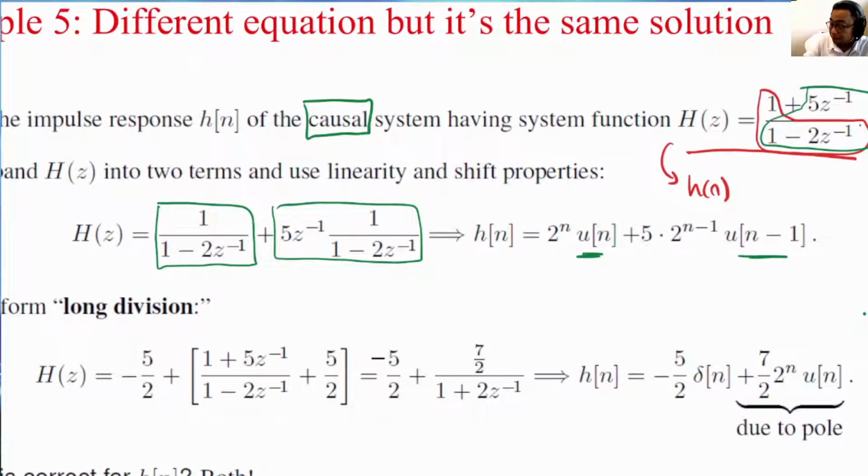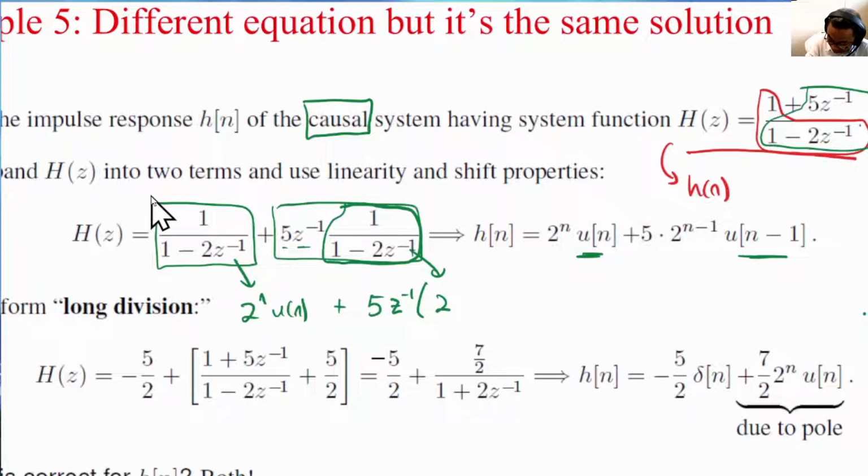Now, when we have this expression, it's easy. The immediate answer from the lookup table is that the inverse Z transform of this expression is nothing but 2 to the power of n u[n]. What about this one, 5z minus 1? The trick is just to do this first. So we have plus 5 here first, z minus 1 here. Now we do the inverse Z transform here. This is nothing but 2 to the power of n u[n].